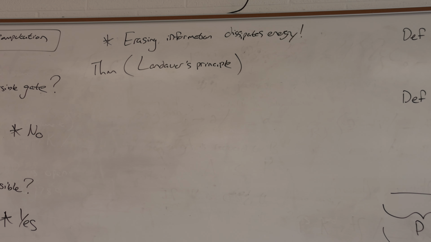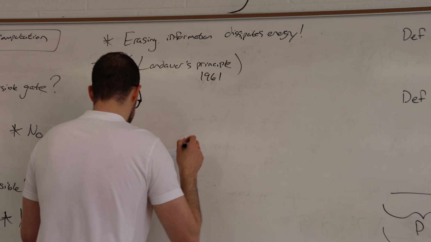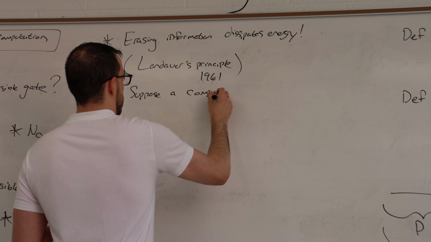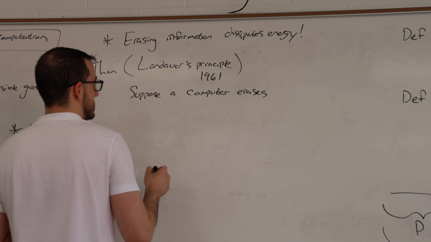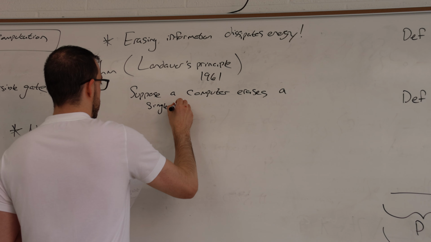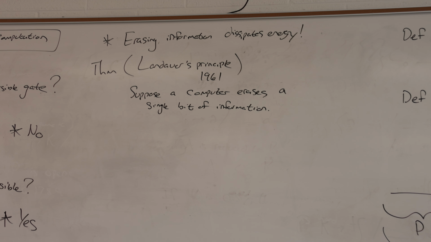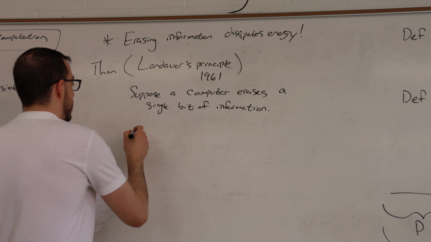So this, I believe, was from 1961. If you remember the timeline, I don't have it here. Landauer wrote his paper in 1961, and so that's where this principle first appeared. What he states is the following. Suppose a computer erases exactly 1 bit of information, a single bit of information. Then there's going to be a certain amount of energy that's dissipated.